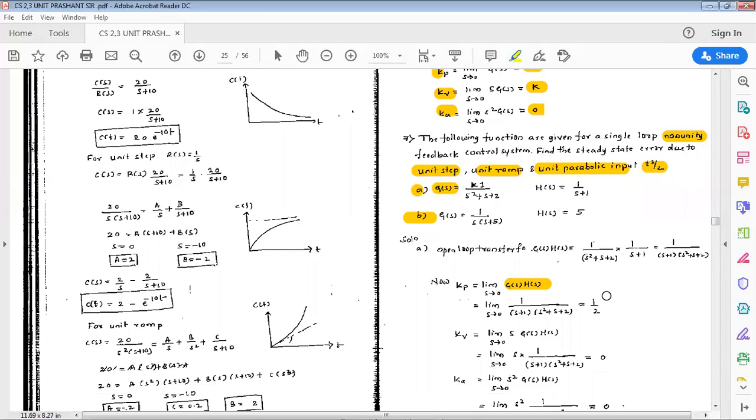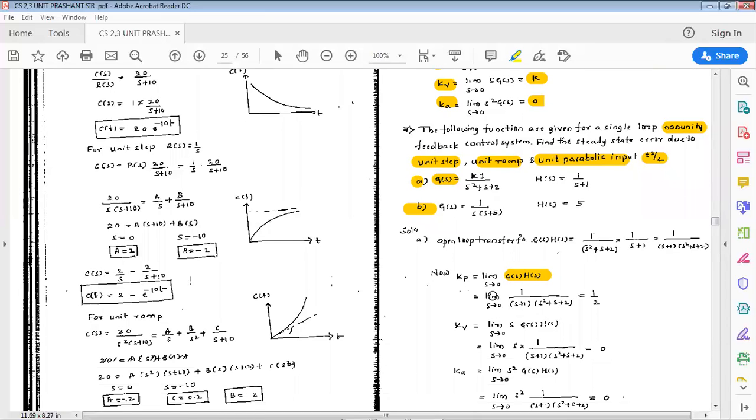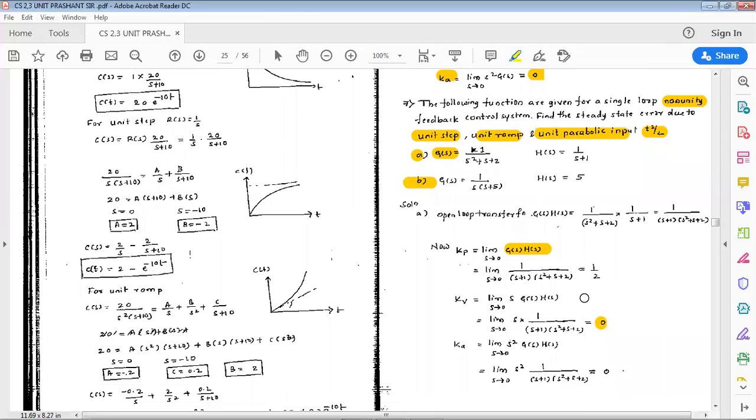Similarly, if you want to calculate Kv, we have the formula limit s tends to 0 of s into G(s)H(s). Substitute the G(s)H(s) value here, and substitute the value of s as 0. So overall it results in 0. Next we need to find Ka also. We have the formula limit s tends to 0 of s square into G(s)H(s). Since the term in the numerator is s square, it results in 0. This is how the Kp, Kv, Ka values are 1 by 2, 0 and 0 for the first set of G(s) and H(s).